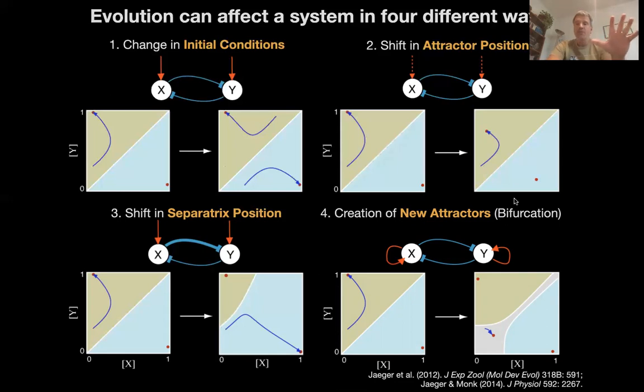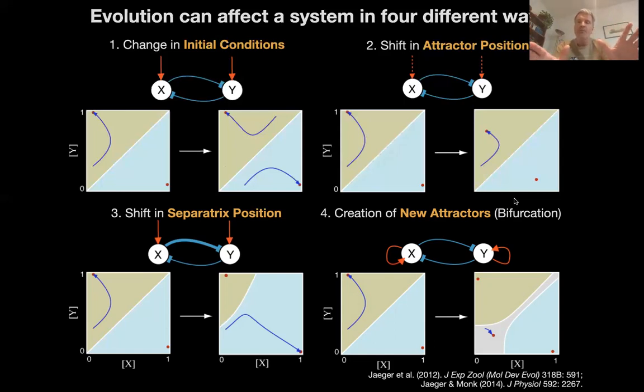Okay, and so this is what we'll do next. We'll look at how the system behaves. We're trying to systematically look at how the system behaves, this toggle switch model, when we tune the parameters randomly. But first, a few more thoughts on this.